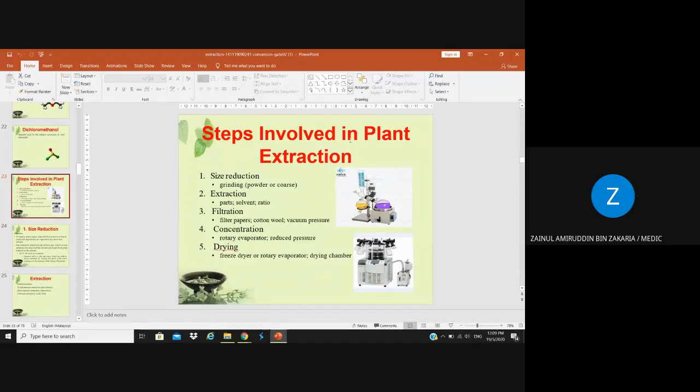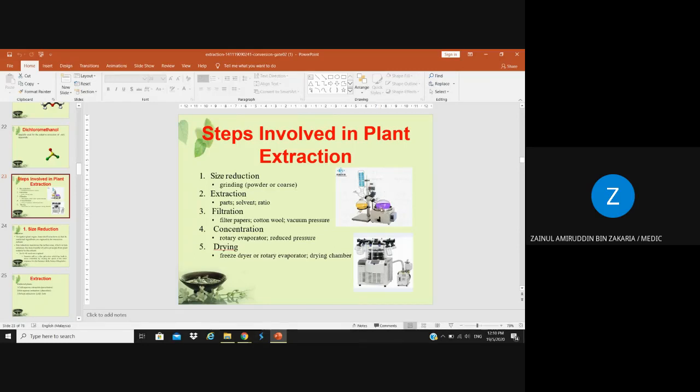Okay, the steps involved in plant extraction. These are the steps: size reduction, extraction, filtration, concentration, and drying. So these are the machines. The top one is the rotary evaporator. The purple color is actually your extract. It is not actually purple, it is just for your reference.